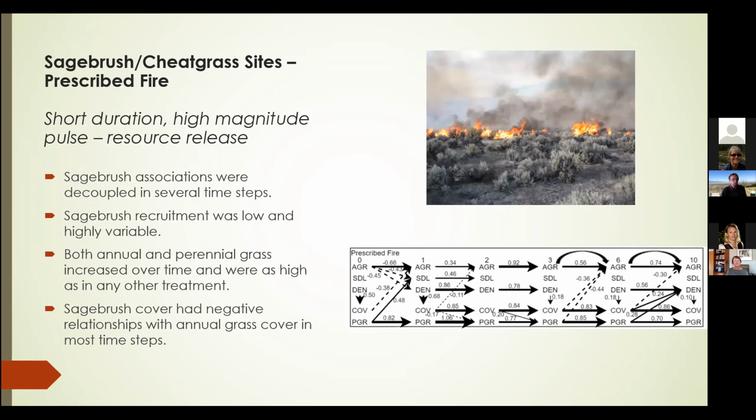Now, if we move on to those fire sites, that short duration, high magnitude pulse, we again saw that sagebrush associations were decoupled, but unlike the woodland sites, this occurred in several different time steps and was still occurring between years 3 and 6. Sagebrush recruitment was low and highly variable on these sites. Both annual and perennial grasses increased over time, and as you might expect, they were as high as we saw on any of the other treatments. One of the things that was significant in this particular set of sites was that sagebrush cover had negative relationships with annual grass cover in almost all time steps.